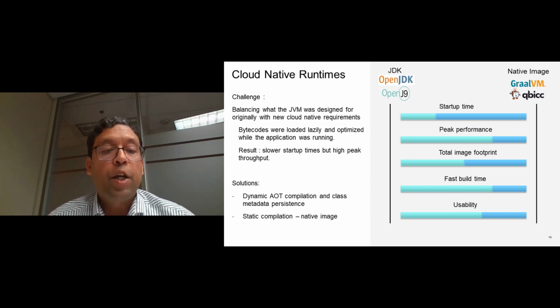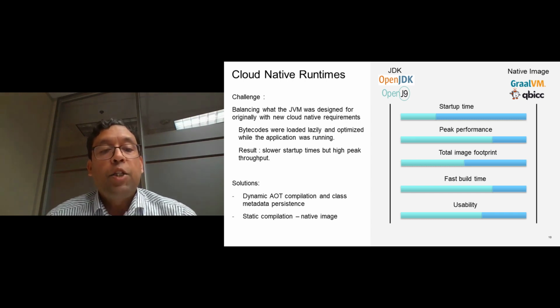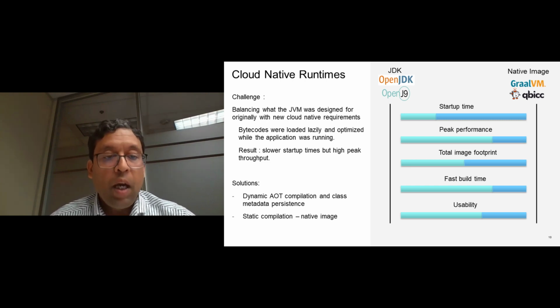In the long history of Java, the JVM was designed with other goals in mind. Basically, bytecodes were loaded in the JVM and optimized as the application was running. There was a JIT compiler. This was the traditional way in which Java applications were run. However, this leads to the reputation that Java has, which is slow to start up, but really good from a peak throughput perspective.